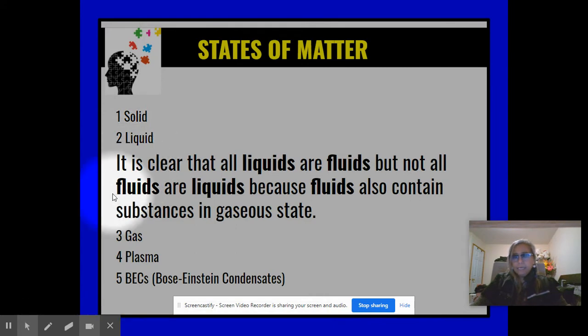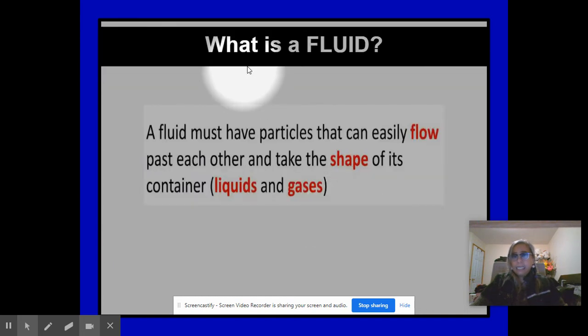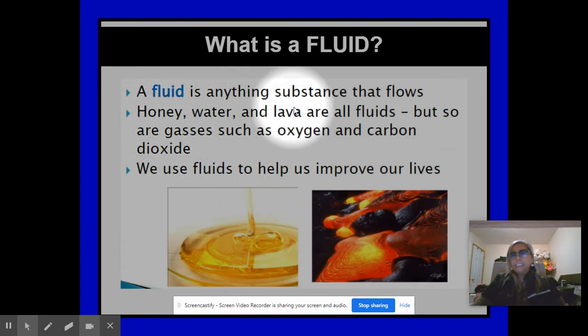With liquids, it is clear that all liquids, listen, all liquids are fluids, but not all fluids are liquids because fluids also contain substances in the gaseous state. Now, basically, a fluid must have particles that can easily flow past each other and take the shape of its container. So it can be liquids and gases. Now, a fluid is a substance that flows. So examples would be honey, water, and lava. They are all fluids, but so are gases such as oxygen and carbon dioxide.